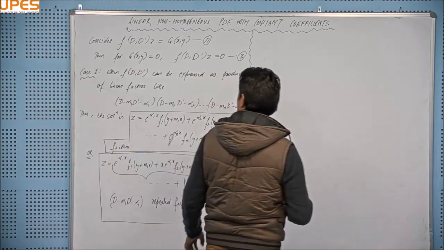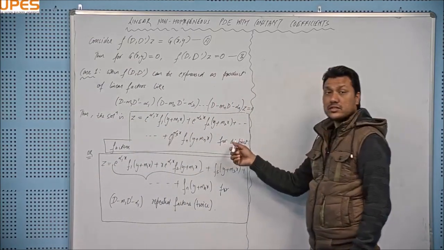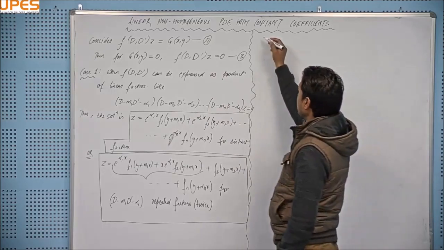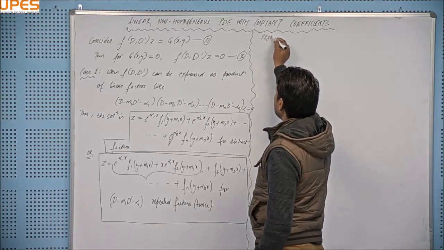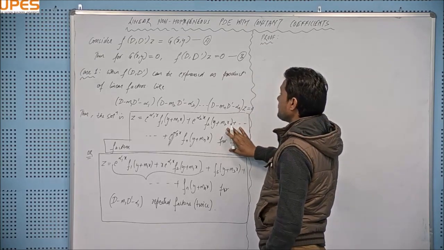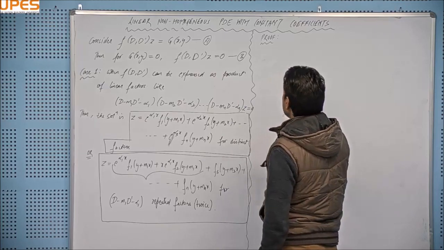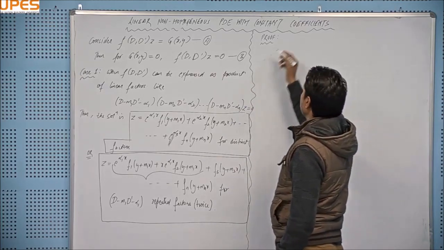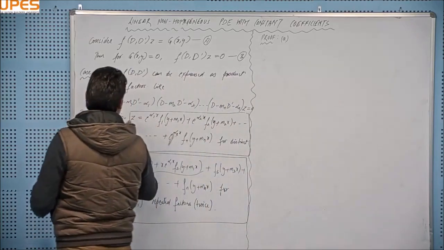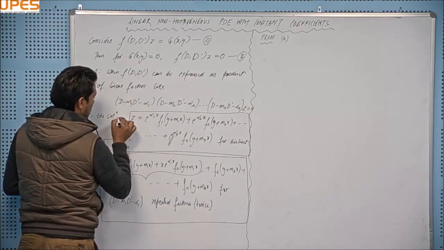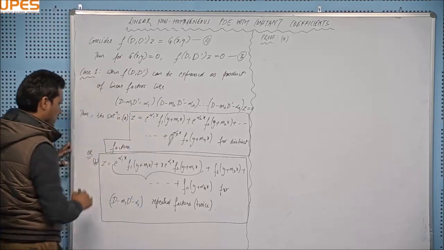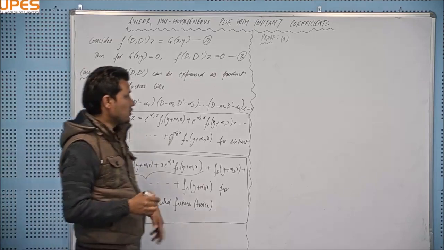Let me give a small proof for this solution, how this appears for distinct factors. Proof for small a and small b. This is small a, and this is small b. First we'll be proving this, solution number a.